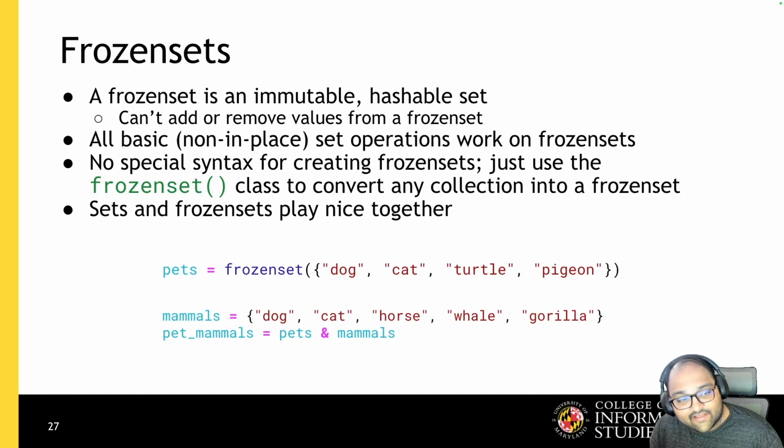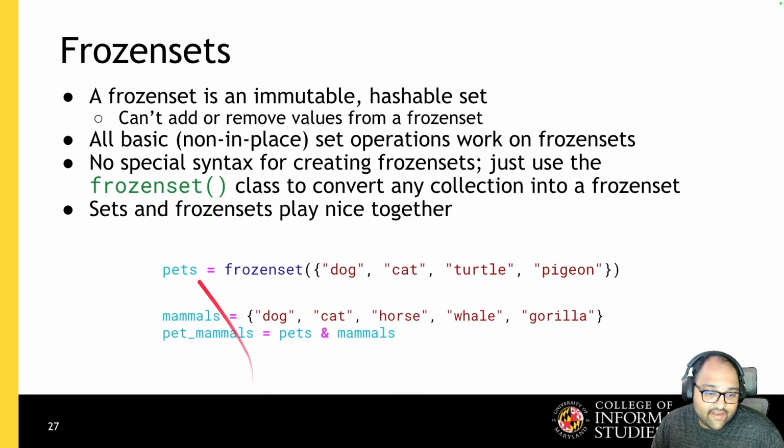A frozen set is interesting because it's an immutable, hashable set. So it has its benefits because it's hashable, but you can't add or remove values from a frozen set. All basic set operations, like non-in-place operations, work, so comparison, stuff like that. But no special syntax is really required for this, right? You just use frozenset to convert any collection into a frozen set. And sets and frozen sets play nice together.